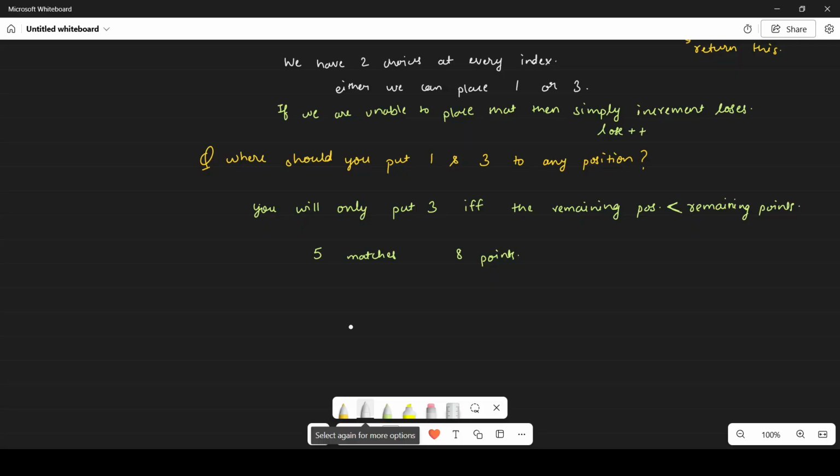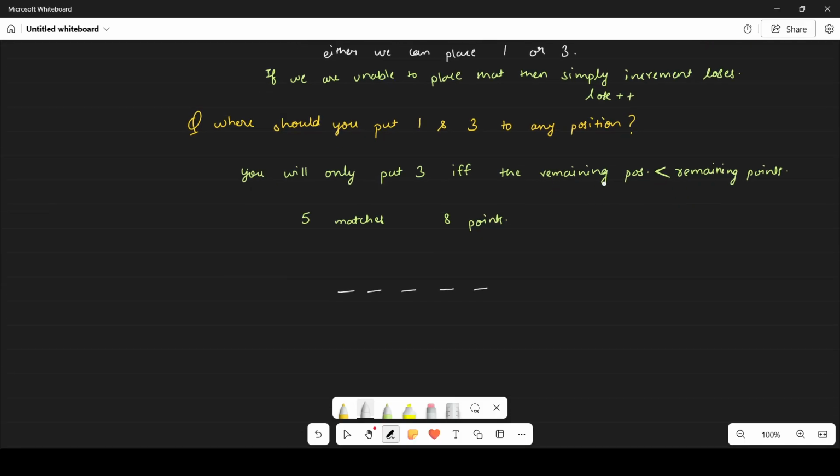So there are 5 matches and you want to score 8 points. If you carefully see what is the remaining position in the initial case, the remaining position is 1, 2, 3, 4, 5. That is 5. And what is the remaining points? Remaining points is the whole 8 points. So 8. Is it greater than this 5?